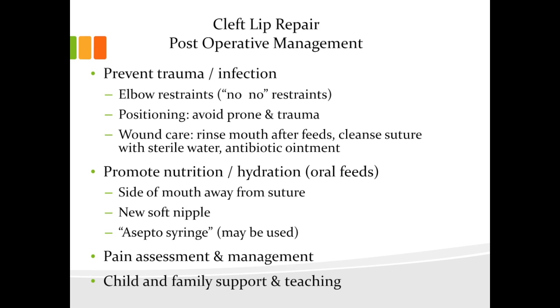We still need to feed this child, so we want to put a nipple, or we'll use another device. We're going to slide that along the side of the mouth away from the sutures because you don't want to be directly touching them. And then we're going to use a soft nipple. We can use a Septo syringe, which is what that picture was that mom was using. And so it's got that long piece that extends all the way to the back of the mouth, and you can just drip it in.